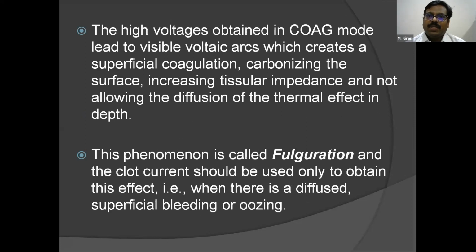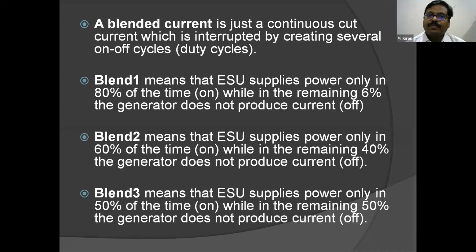The high voltages obtained in coagulation mode lead to visible voltaic arcs, which create a superficial coagulation, carbonizing the surface, increasing tissular impedance and not allowing the diffusion of the thermal effect in depth. This phenomenon is called fulguration, and the coag current should be used only to obtain this effect, that is, when there is a diffused superficial bleeding or oozing.